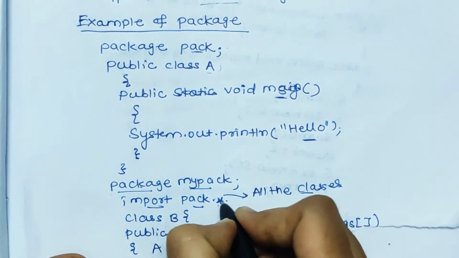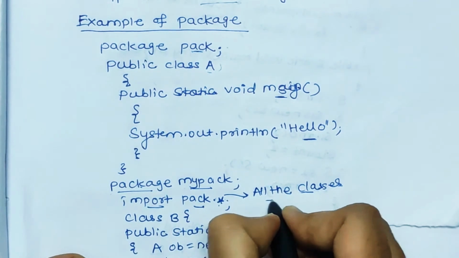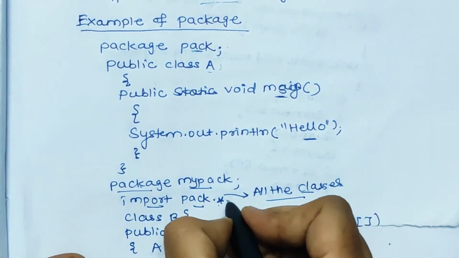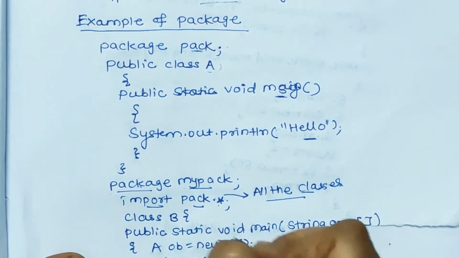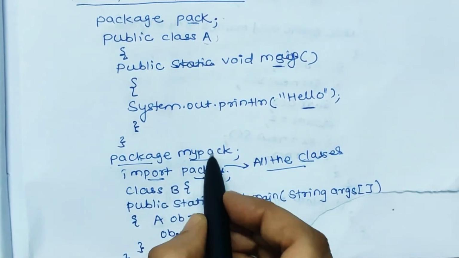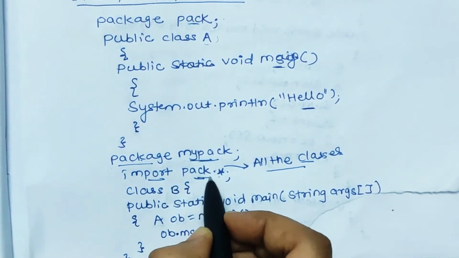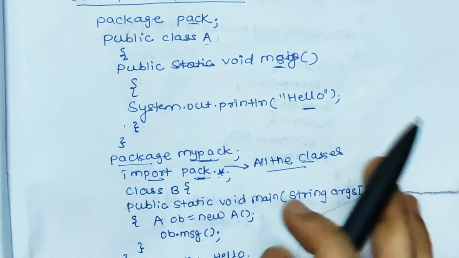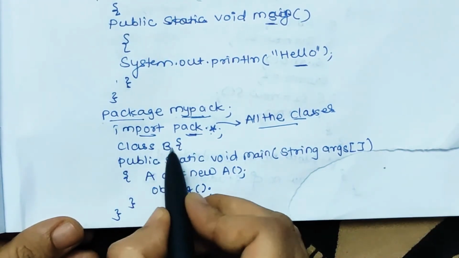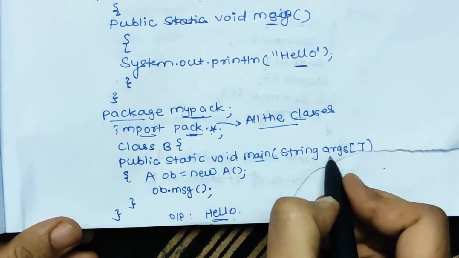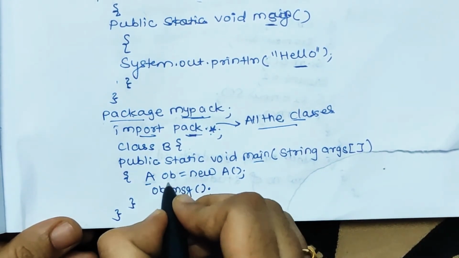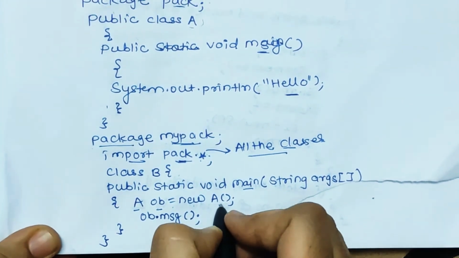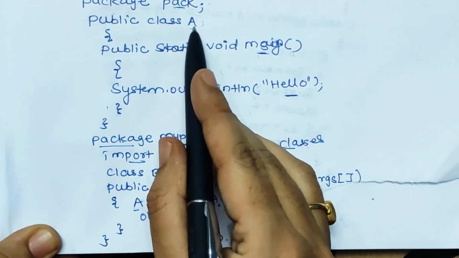So here either you can specify star to use all the classes in the package, or you can directly specify the name of the class that you want to use in this other package. The name of the second package is mypack, and you have imported the package pack, which we have already created. Now this is my class B, this is my main method, and here I write A ob = new A. That is, I have created an object of class A.